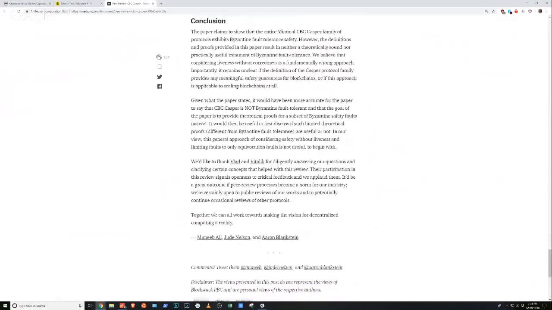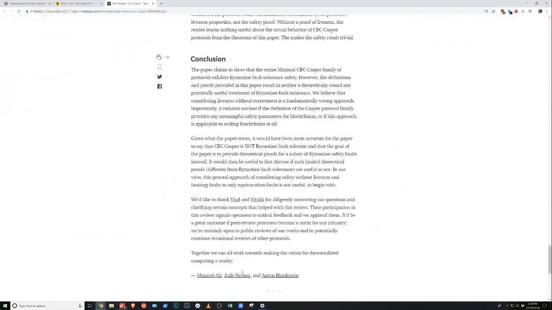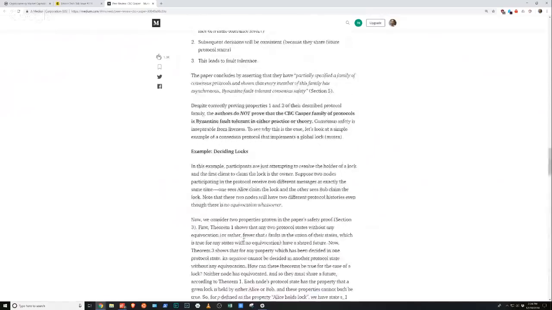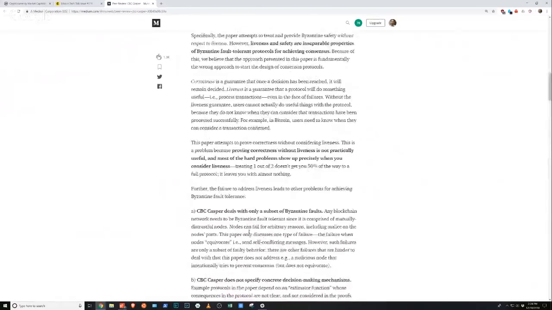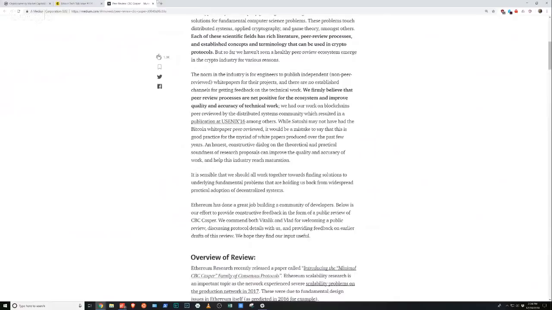It might be a little bit difficult to get through unless you know at least some of the math behind it and so on. But yeah, it's pretty scathing, and I would be very hesitant to adopt proof of stake after this review, at least the way they've conceived it currently.